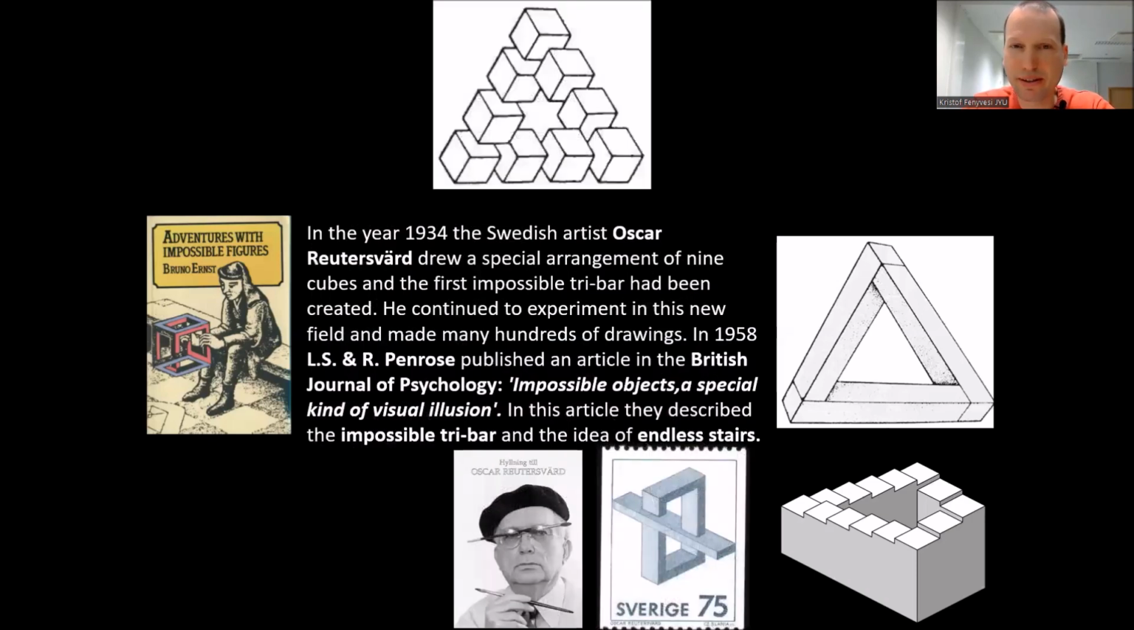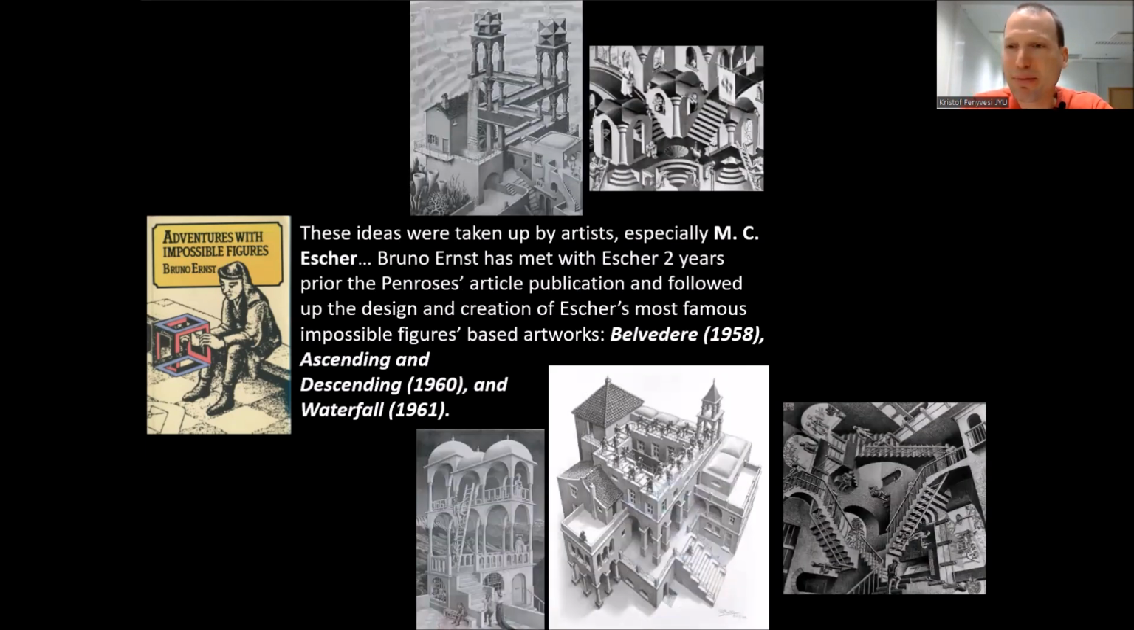The history of these objects goes back to Sweden, to a painter called Oscar Reutersvärd, but it was also independently discovered by Sir Roger Penrose and his father, who was a psychologist, as they wrote an article called "Impossible Objects: A Special Kind of Visual Illusion", and they took an investigation from the cognitive point of view of these objects.